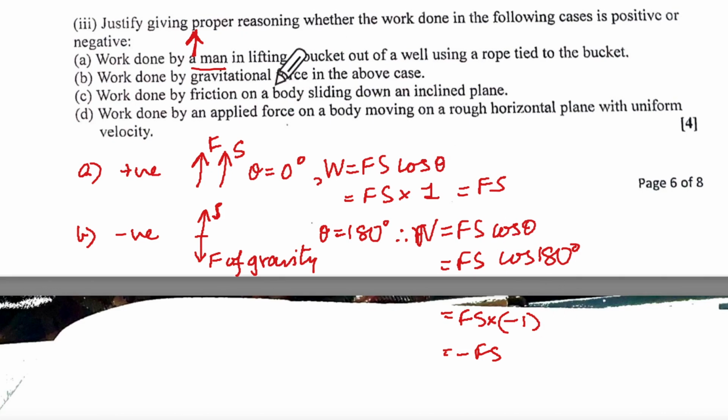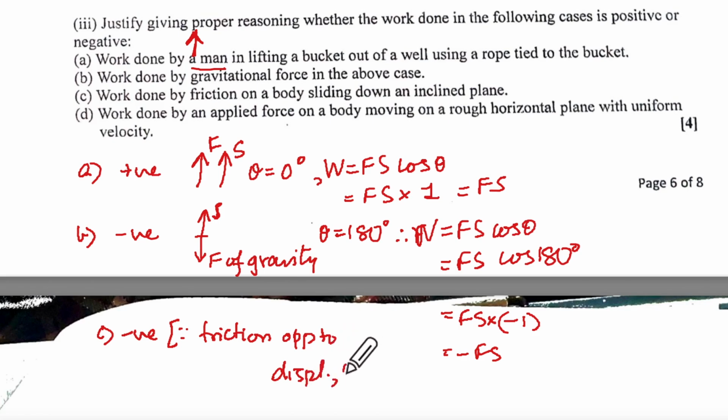Work done by the force of friction on the body sliding down the inclined plane. Negative. So work by force of friction will be negative since friction is opposite to displacement, and therefore theta is equal to 180 degrees. Okay, then we come to D.